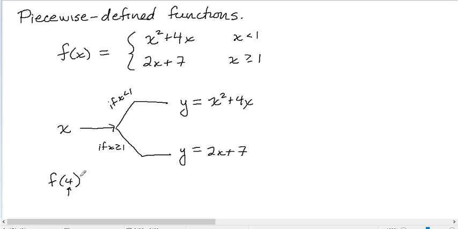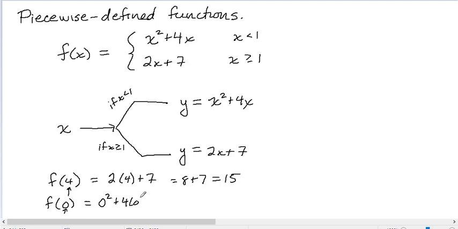So if I want to find f of 4, the first thing is to figure out which branch. So x is equal to 4. 4 is larger than 1, so the function will send that to the second branch and figure out the value by plugging 4 into 2x plus 7, which will give you an answer of 15. But to find f of 0, take the value of 0, that's your x. You figure out which condition it meets. It meets the top condition, so it plugs it into the top branch, 0 squared plus 4 times 0, and you get 0.